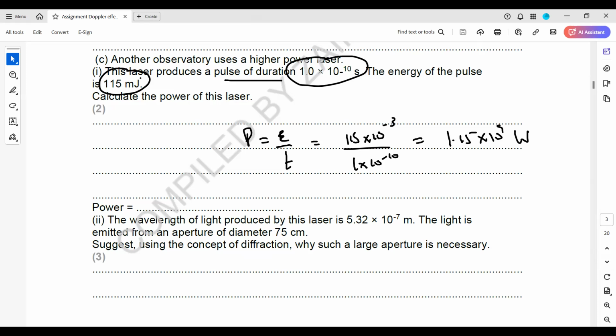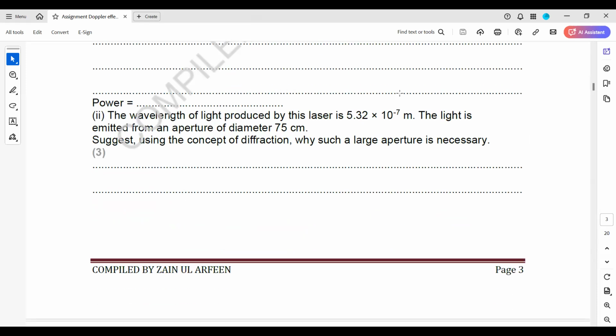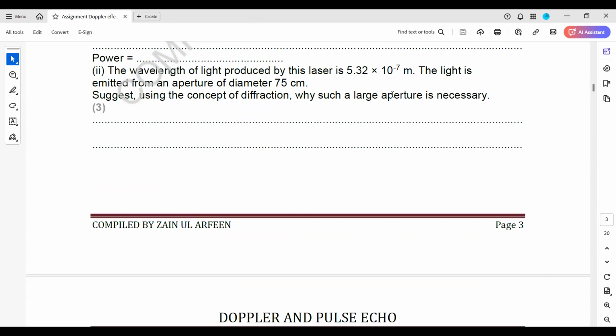The next question, the wavelength. The wavelength of the light produced by the laser is 5.32 times 10 to the power minus 7 meters. That's the wavelength of the light wave which is produced, and the light is emitted from an aperture of diameter 75 centimeters. It asks, using the concept of diffraction, why such a large aperture is necessary.